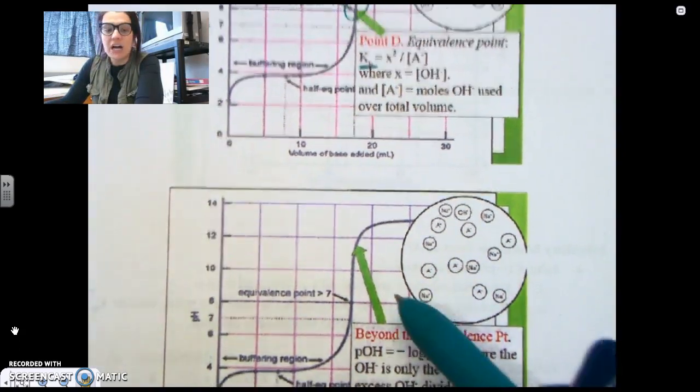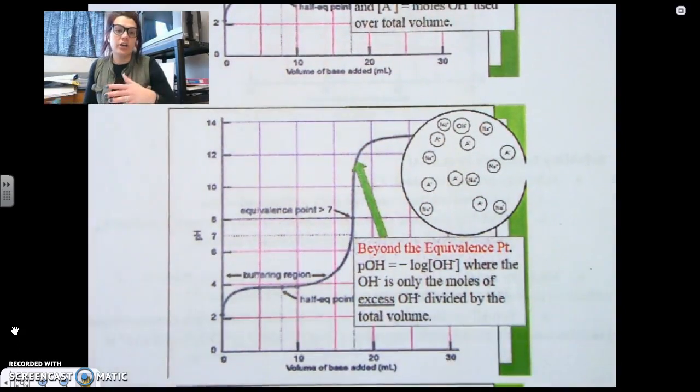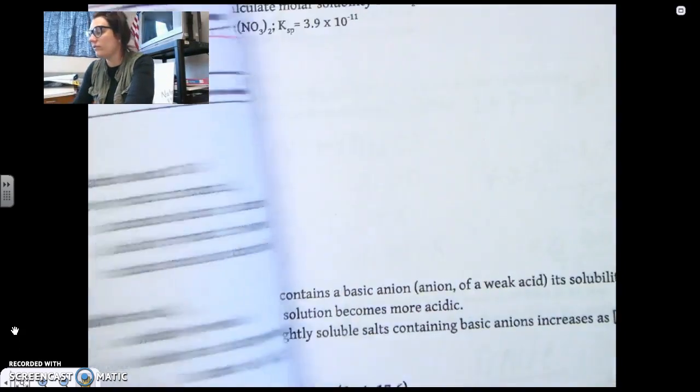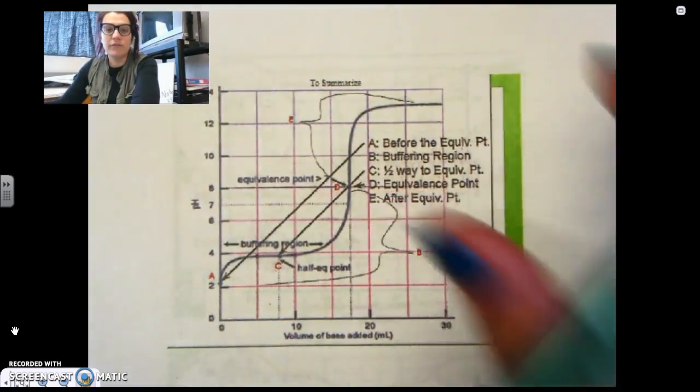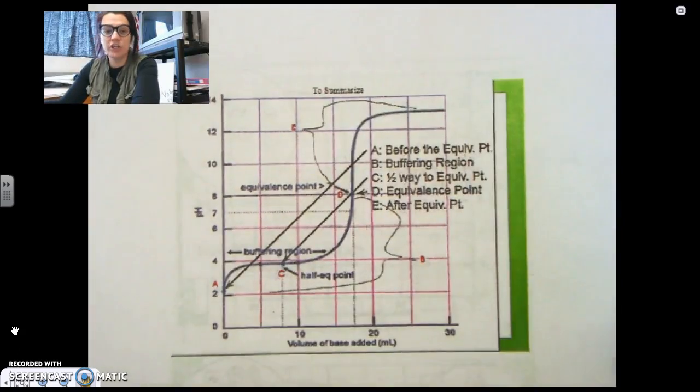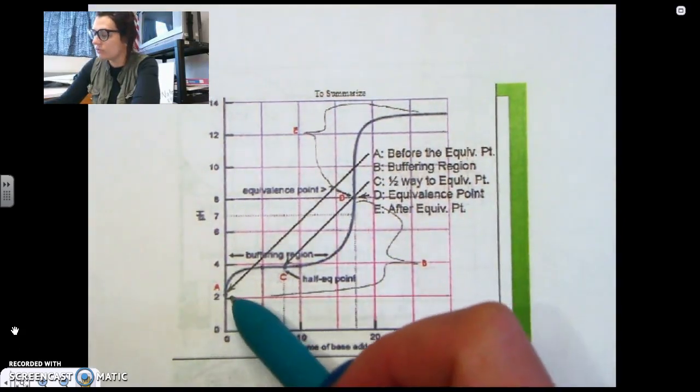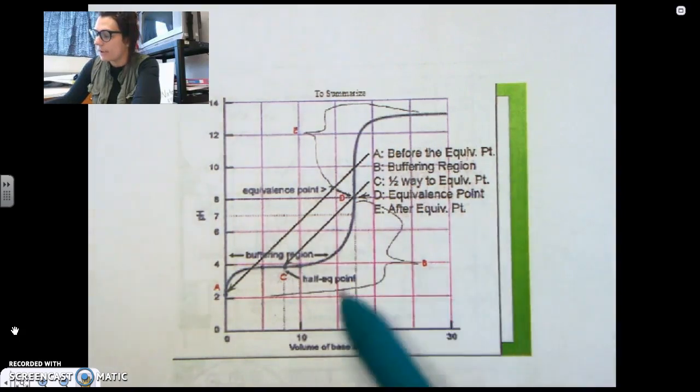Okay? And then beyond equivalence, you no longer can control the OH concentration. So now you're strictly just using pOH is equal to the negative log of OH, and then you can solve for the pH. Because now you have excess hydroxides present because you have gone past the equivalence zone. Okay? So, to summarize, this is sort of what a titration curve looks like. So you have before equivalence, so starting, okay?